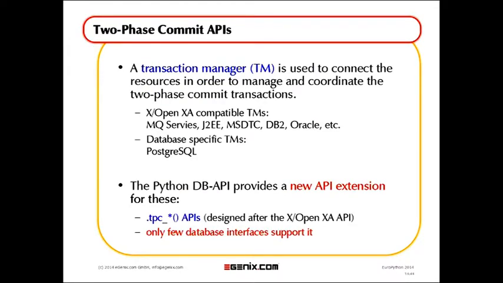To make it easier to deal with these transactions across multiple databases, there's something called a transaction manager. This is not in Python. This is usually done in some other system. For example, there's MQ series from IBM or J2EE, or Microsoft has this DTC mechanism. Some database systems, DB2 and Oracle, offer these transaction managers. You can sometimes hook into them from Python. There are Python APIs for some of these, and you can then use them, or you can use a database-specific one, like, for example, the one that's integrated into Postgres.